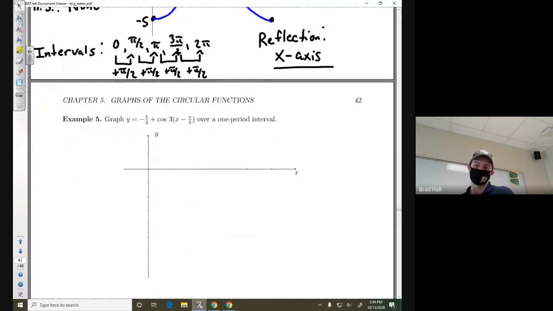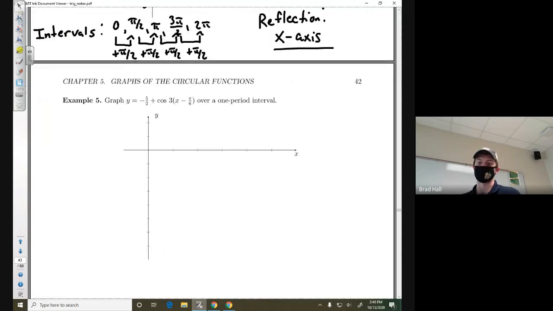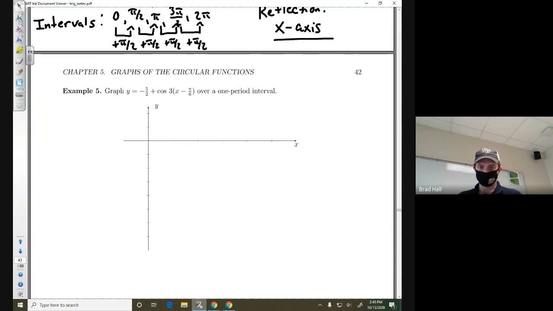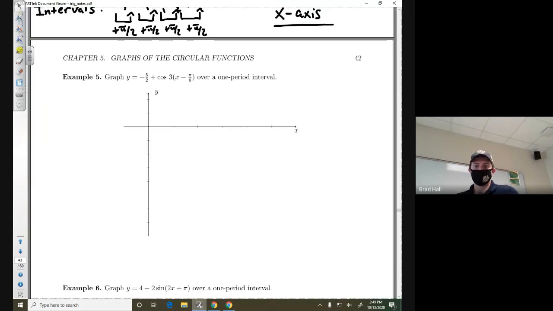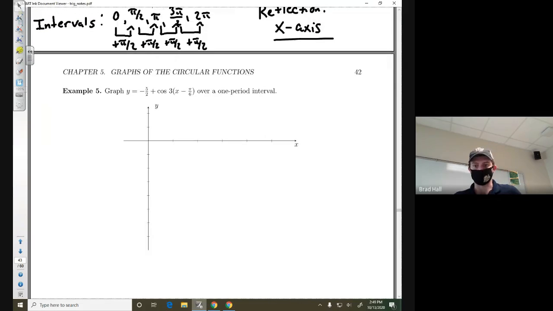All right. With example 5, this seems to have a lot going on. So example 5's got a lot going on. So let's start. Okay, so what's the amplitude? It's a good question. What is the amplitude? Is it 1? It is 1. Because there's nothing multiplying the cosine.